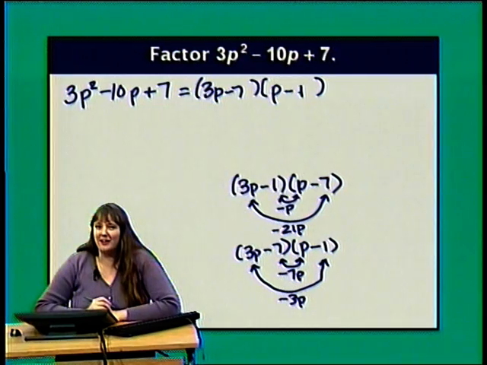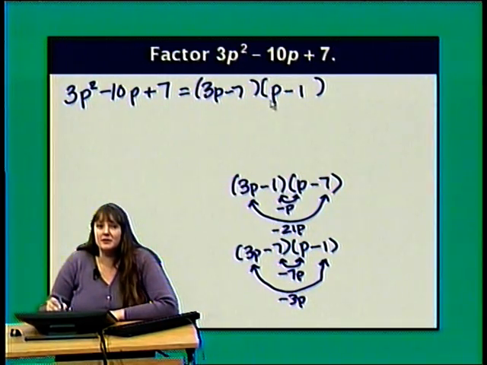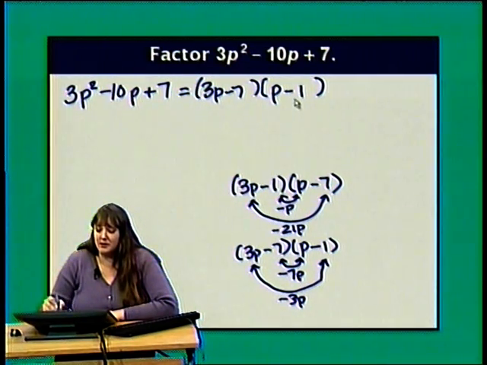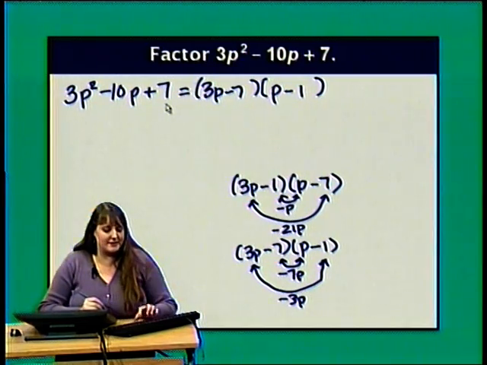Let's do a quick check. I can FOIL this in my head. 3p times p is 3p squared. That's good. 3p times negative 1, there's our negative 3p. Negative 7 times p, there's our negative 7p. That adds to negative 10p. We checked that down here. And our constants, negative 7 times negative 1 is positive 7. So this factorization checks.